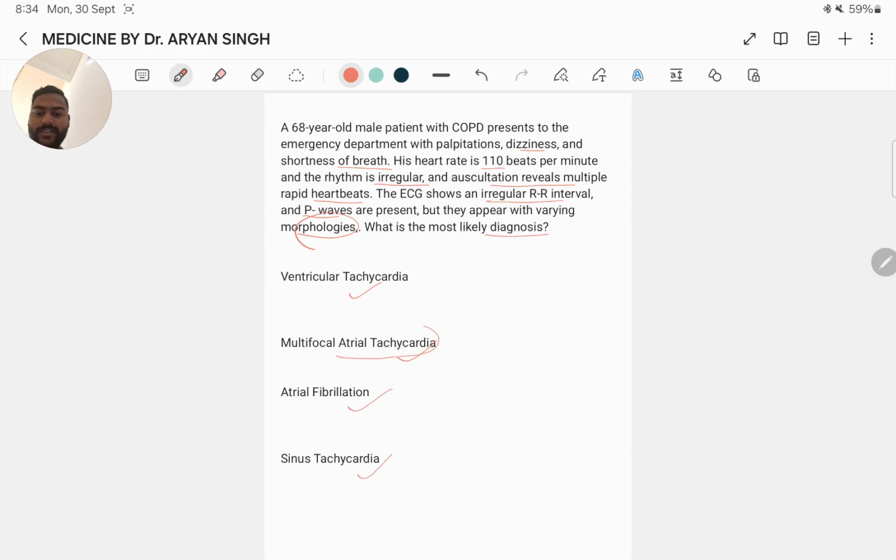Here the answer is multifocal atrial tachycardia, because the clinical scenario and ECG findings align with the features of multifocal atrial tachycardia. MAT is a type of atrial tachycardia characterized by irregular and rapid heartbeats originating from multiple ectopic foci in the atria. It is most commonly associated with underlying pulmonary disease such as COPD, cardiac disease, electrolyte abnormalities, mainly hypokalemia and hypomagnesemia, and chronic renal failure. That's why the answer is multifocal atrial tachycardia.